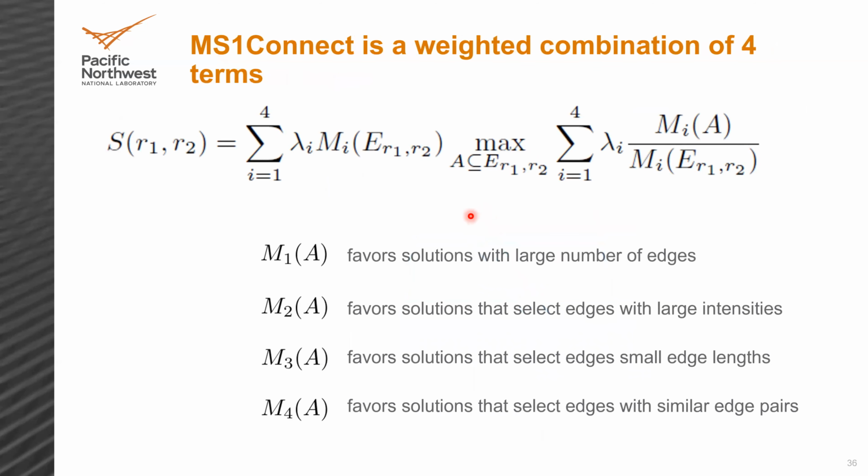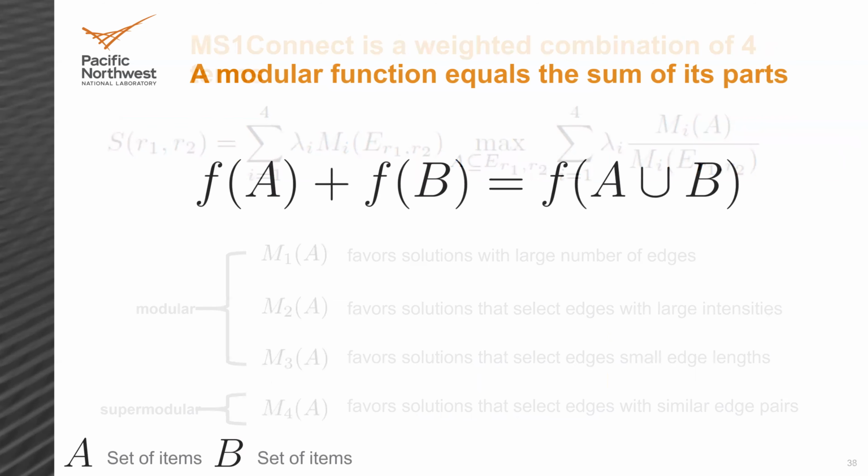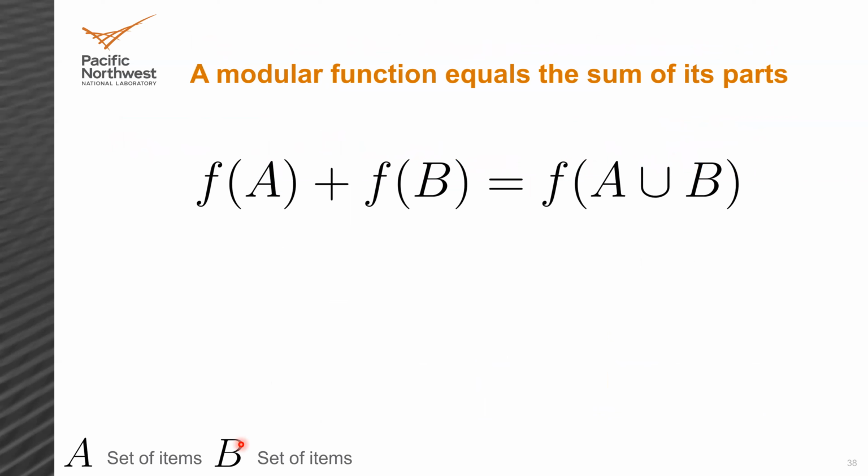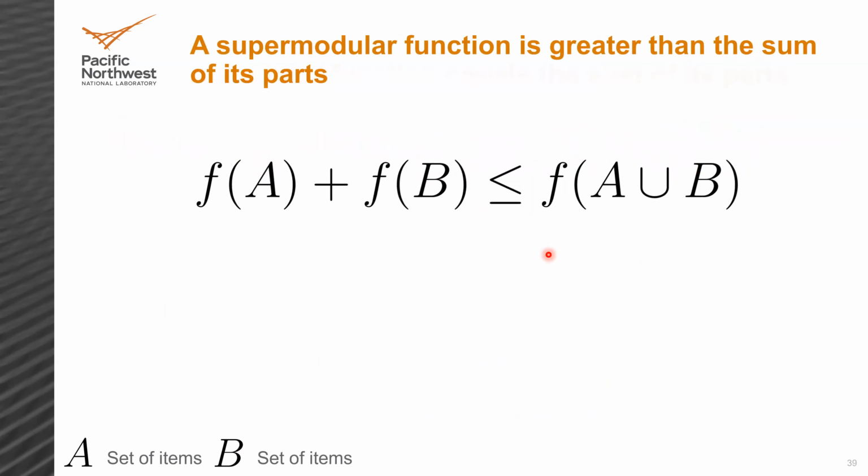All right, so that was a lot of information. The main takeaway is that MS1Connect's score is a weighted combination of 4 different terms. Each term measures a different aspect of proteomic similarity. 3 of the terms are modular, and 1 term, M4, is supermodular. A modular function is when the score of a union is equal to the sum of its parts. So we have 2 sets of items, A and B, and a scoring function F. F of A union B is equal to the sum of F of A and F of B. On the other hand, a supermodular function is greater than the sum of its parts. So F of A union B is greater than F of A plus F of B.